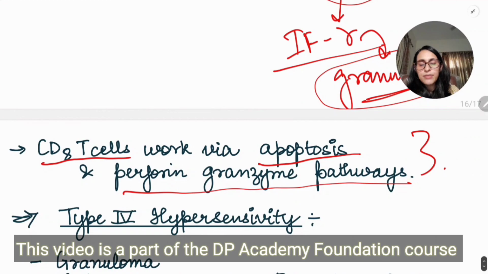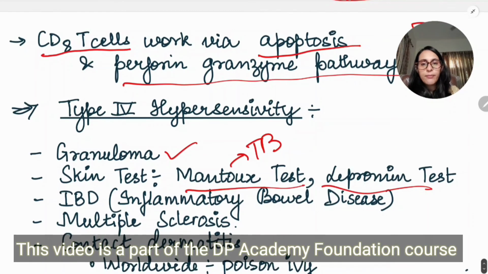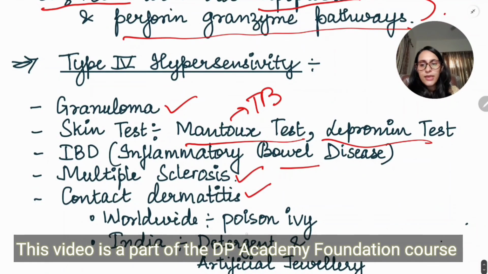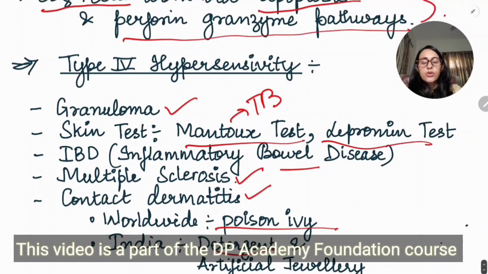So type 4 hypersensitivity examples are all the things that include granuloma. First, granuloma itself, or any skin test like the Mantoux test done for TB, the lepromin test done for leprosy, or inflammatory bowel disease, multiple sclerosis, contact dermatitis. Worldwide, we have poison ivy, which is a plant poison, and in India, because of poor detergent powder, people can be allergic to the detergent powder or to artificial jewelry, for example the nickel and cadmium present in artificial jewelry causes an allergic reaction, or type 4 hypersensitivity, in some individuals.